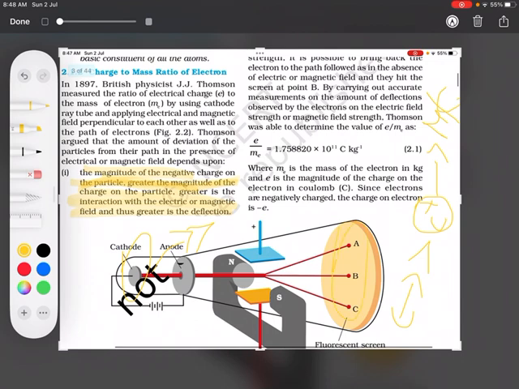So what we have learned: the greater the magnitude of the negative charge on the particle, the greater the deflection in interaction with the electric or the magnetic field. If the particle's charge magnitude is higher, the interaction with the electric and magnetic field is greater, and the deflection is greater.